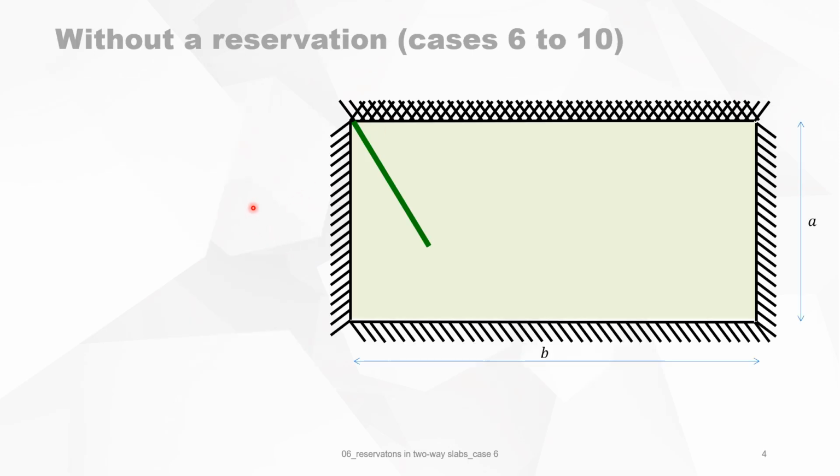Now let's consider the slab without any reservation in it, and we will calculate the maximum bending moment in the slab due to a uniform distributed load. We look at the yield lines. This is a corner where the one end is fixed and the other simply supported. So we use the 60-30 degree rule. Of course, this is only an approximation, but it fits quite well.